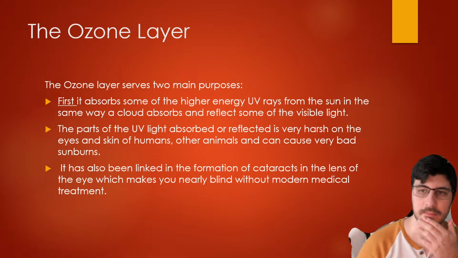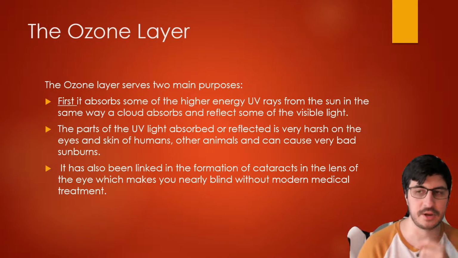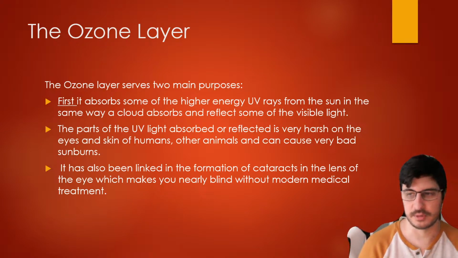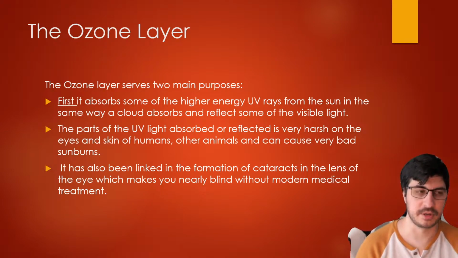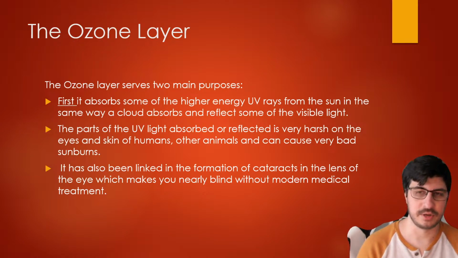The ozone layer serves two main purposes. First off, it absorbs some of the higher energy UV rays from the sun, the same way a cloud will absorb and reflect some of the visible light. The parts of the UV light absorbed or reflected are very harsh on the eyes and skin of humans and other animals, and can cause very bad sunburns, among other things. It's also been linked to the formation of cataracts in the lens of the eye, which makes you nearly blind without modern medical treatment.